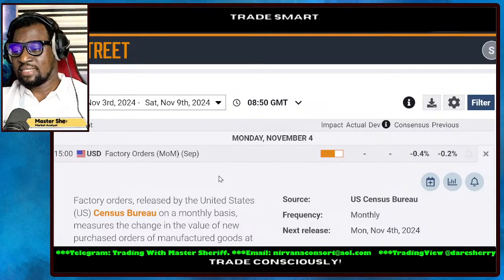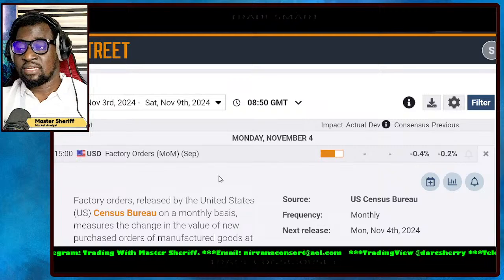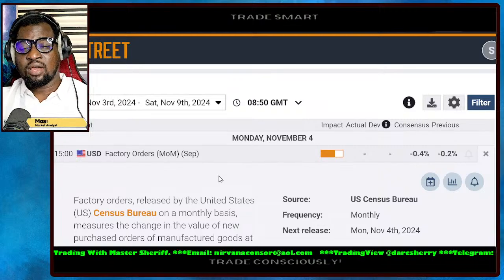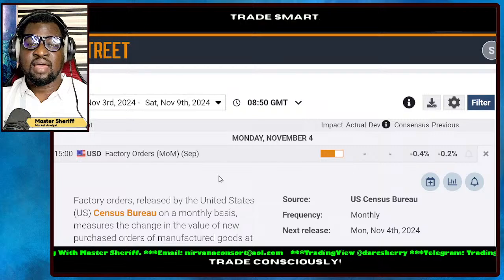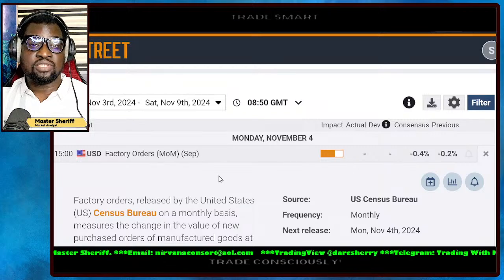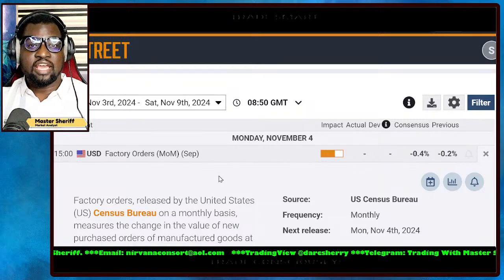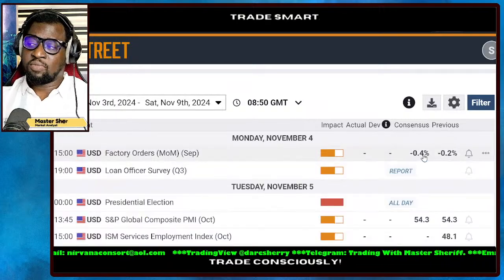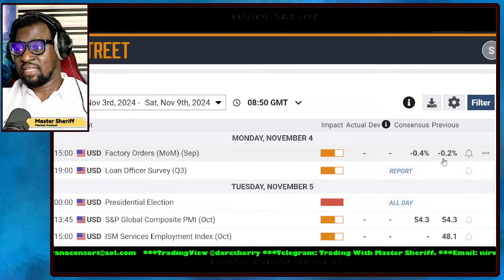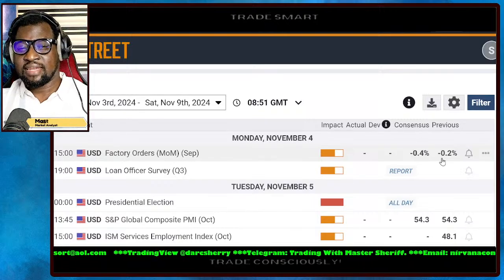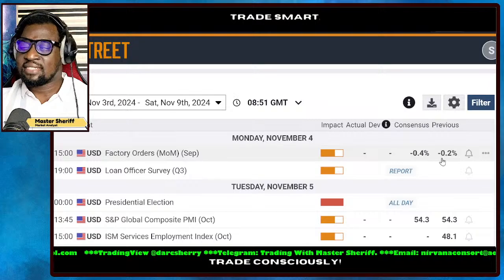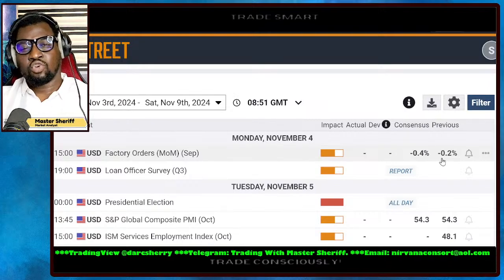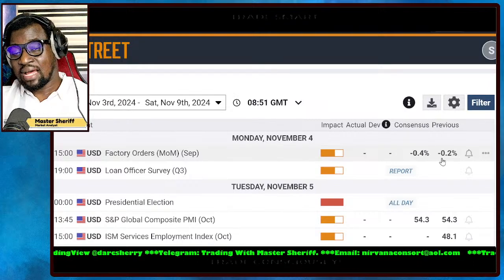giving us an insight into the purchasing power in the United States. And of course, if the data comes in better than the market had expected or even higher than the previous month, there is a likelihood that we could see positive traction in favor of the US dollar. Now, if we look at the previous month's data here, we saw that it didn't really do very well. We had a contraction in that sector. We had a deficit of 0.2%, which wasn't really good.